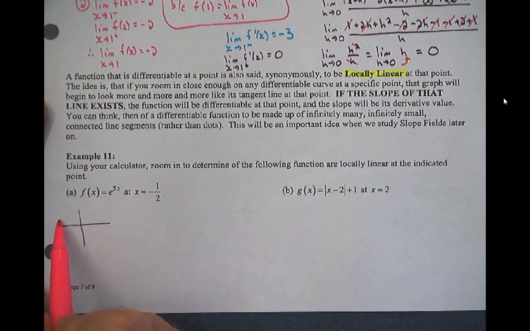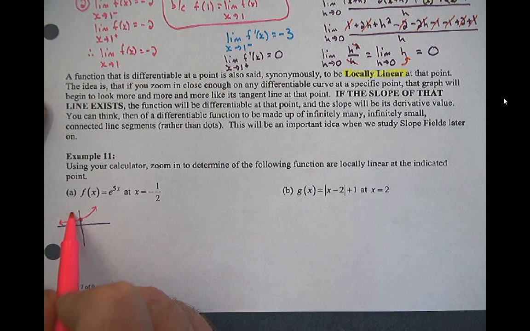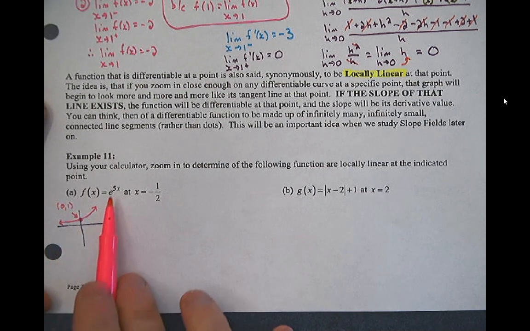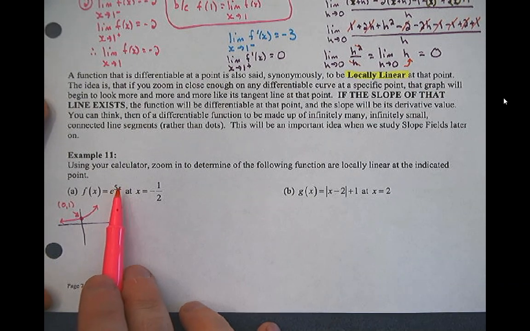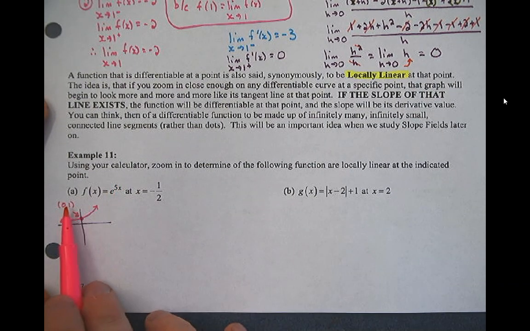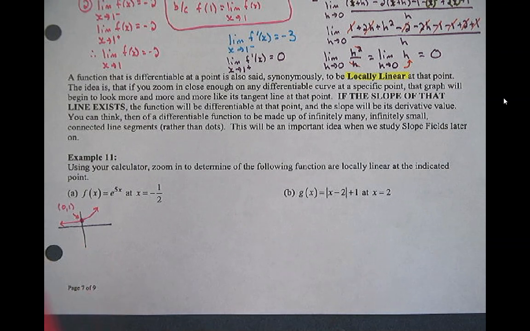Hopefully, you drew this. And the point that we expect you to know here is the point 0 at a height of 1, because e to the 0, when I put 0 in for x, is at a height of 1. That's the one point we expect you to do.